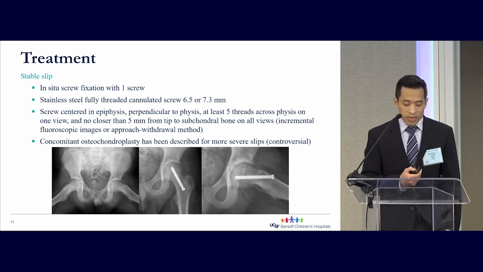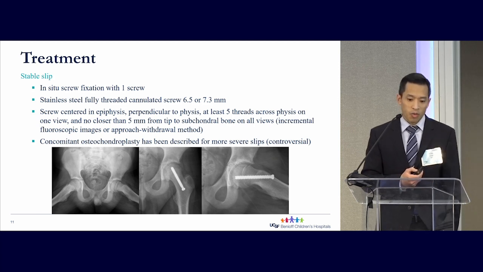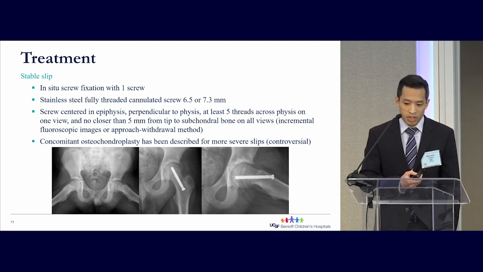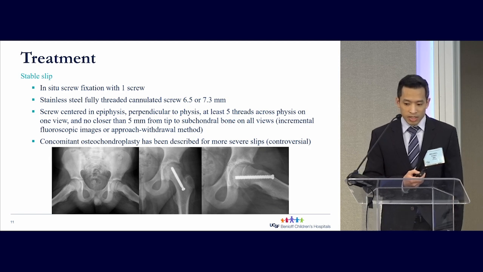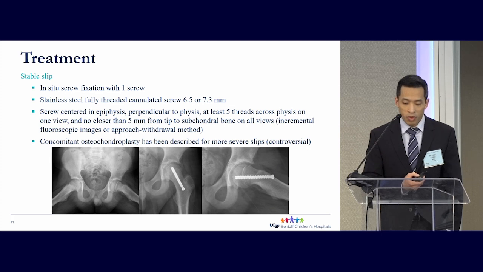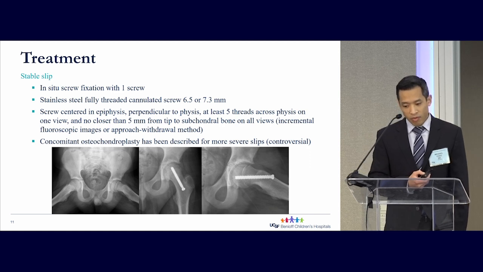The screws should be positioned centered in the epiphysis, perpendicular to the physis, with at least 4 to 5 threads across the physis on one view, and no closer than approximately 5 millimeters from the tip to subchondral bone on all views. This can be assessed using either incremental fluoroscopic images or the approach-withdrawal method with live fluoroscopy. Concomitant osteochondroplasty has been described, particularly for more severe slips, but this is controversial.